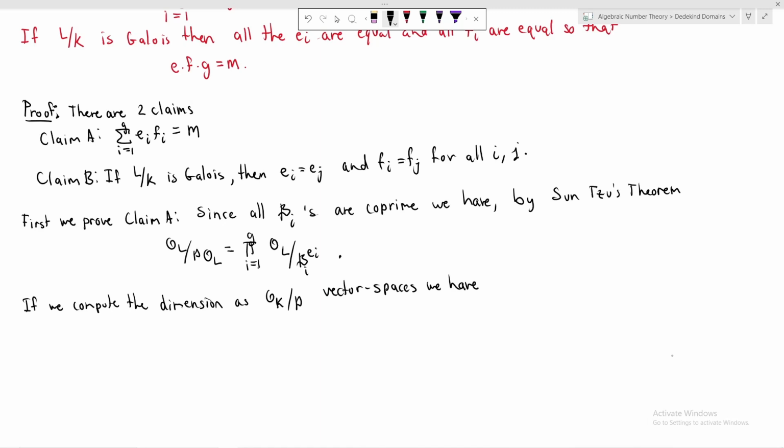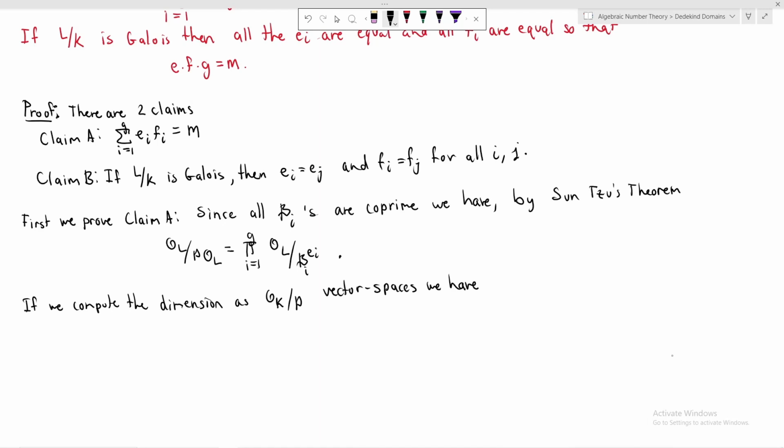O sub L contains O sub K as a subring, so it's naturally an O sub K module, and P acts trivially on this space because we're modding out by P. So it inherits the structure of an O sub K mod P module, and because O sub K is a Dedekind domain, and P is a prime ideal, it's also going to be a maximal ideal. And so O sub K mod P is a field, so I'm thinking of this thing as a vector space. And then similarly, P is contained in each of these ideals, and so P will also act trivially on all of these product factors, and you can think of each of these as O sub K mod P vector spaces as well.